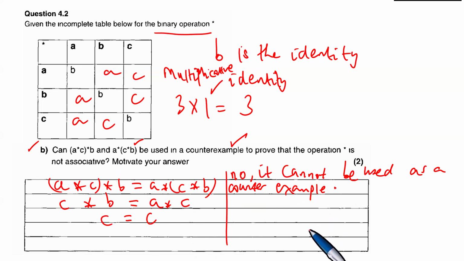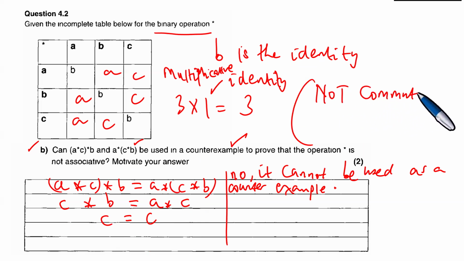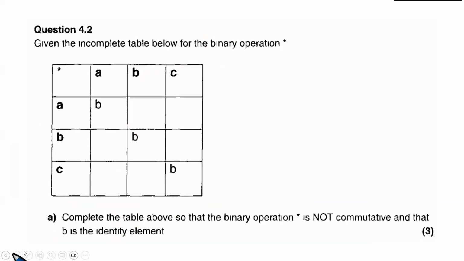Can I ask a question? Yes, you're welcome. Why is C star A and A star C not the same thing? What makes it different? That's the only thing that's confusing me at this point. Well done, because it is not commutative. Okay, because it's not commutative, but how do I decide which one would be C and which one would be A? I see.